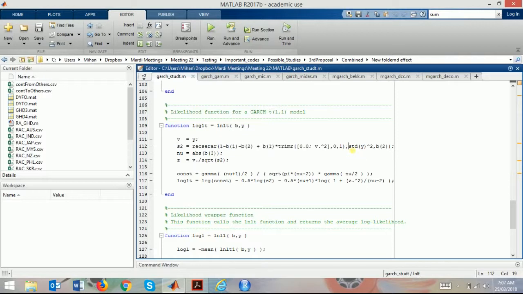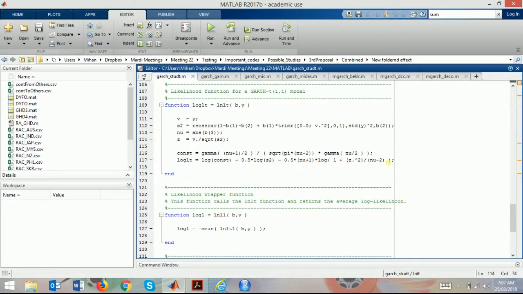Y naught is just the standard deviation of y, squared, for initialization, and A is beta 2, another different parameter. Then nu is the absolute value of beta 3 that we will be using, which we have been calling tau. I'm sorry. And z. So this is the log likelihood function.